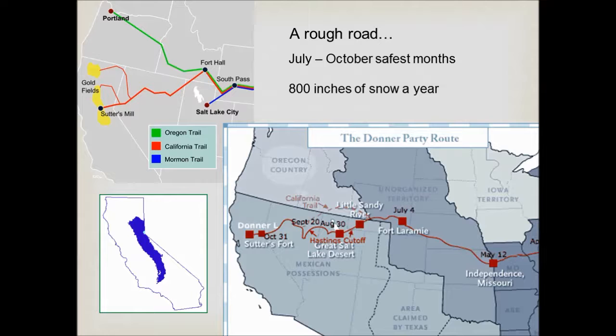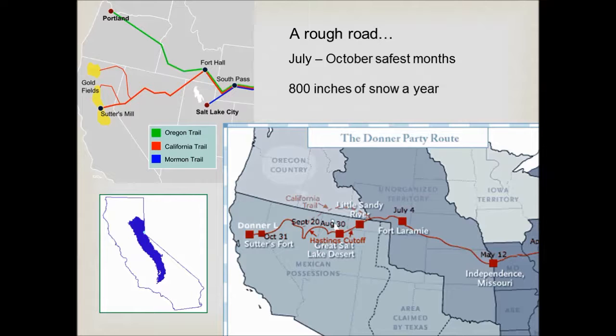So again, it's a very rough road. The safest months to travel are July through October. And again, don't forget that they left at least 2 weeks too late. Even between the months of July and October, very often you had record snowfalls. In an area where you're talking 800 inches of snow a year, this is a place you do not mess with. So, you see in the upper left hand side, there are three very distinct trails that many people use: the Oregon Trail, the most used, the California Trail, and the Mormon Trail.